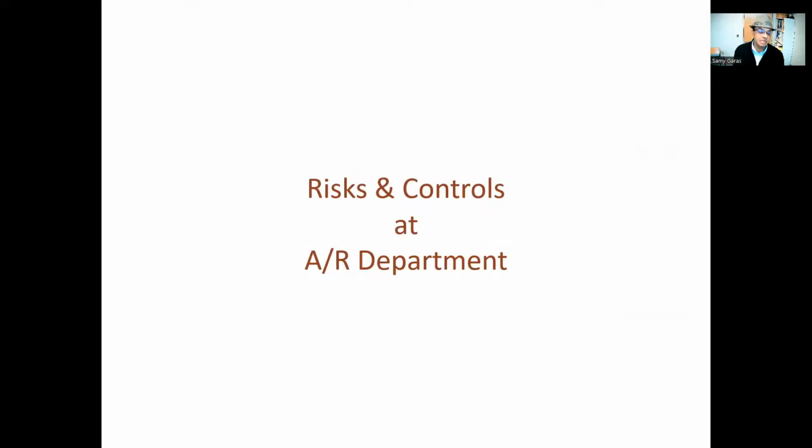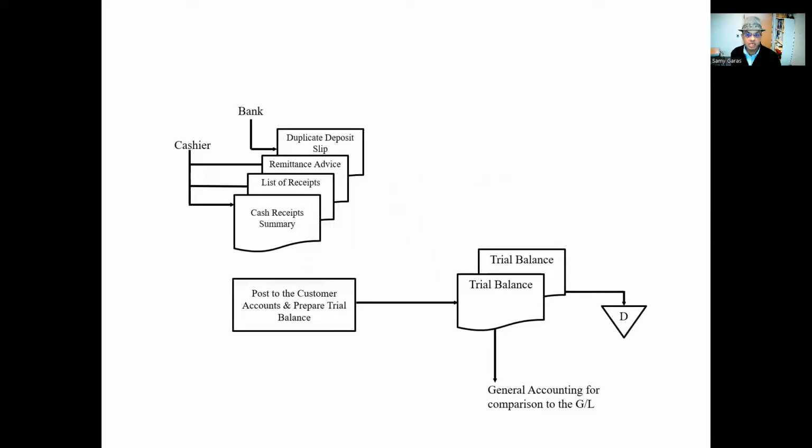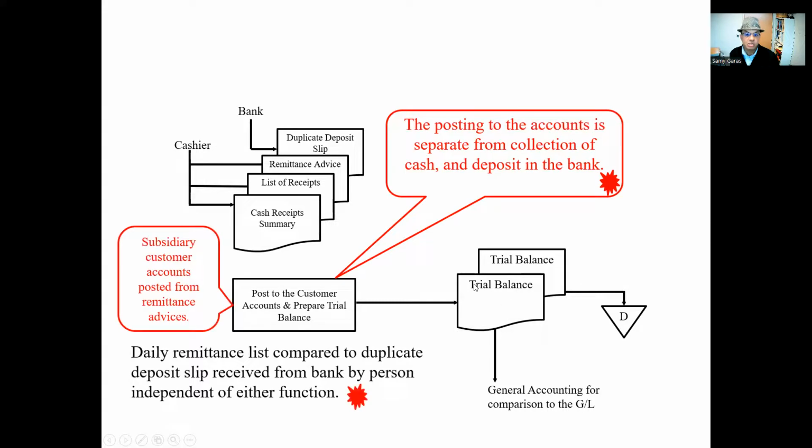The next one is the risks and controls at the accounts receivable department, where we make the journal entry. We usually get here the cash receipt summary. We make the list of receipts with the remittance advice, and then we record it in the cash receipt and the accounts receivable and make sure that they are matching. So here the posting to the accounts is separate from the collection. As I said, the key control is to make segregation between the different jobs to avoid any kind of scheme that might be happening in the collection cycle.